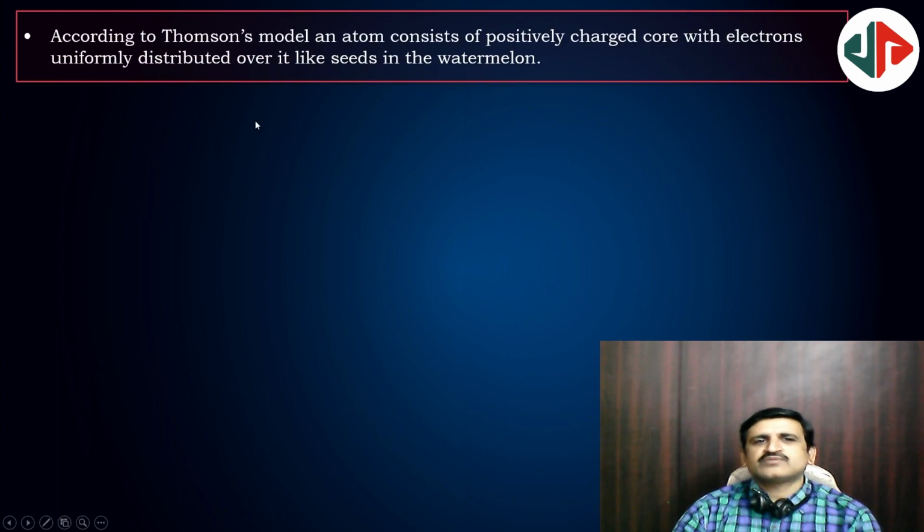According to Thomson's model, an atom consists of a positively charged core with electrons uniformly distributed over it, like seeds in the watermelon.